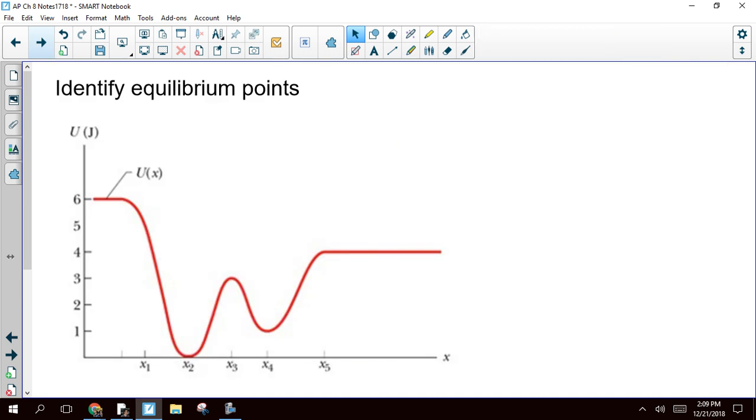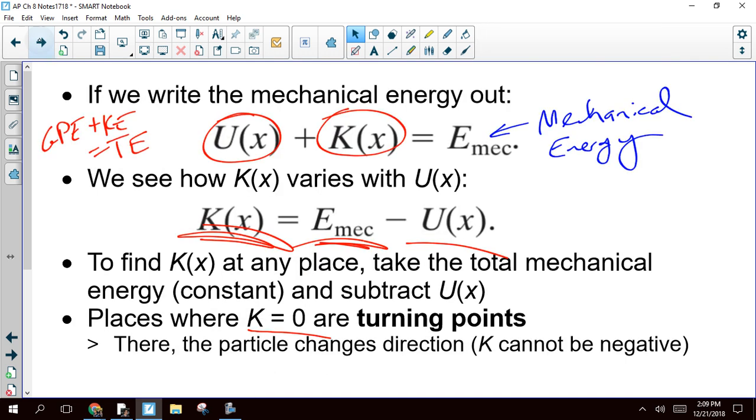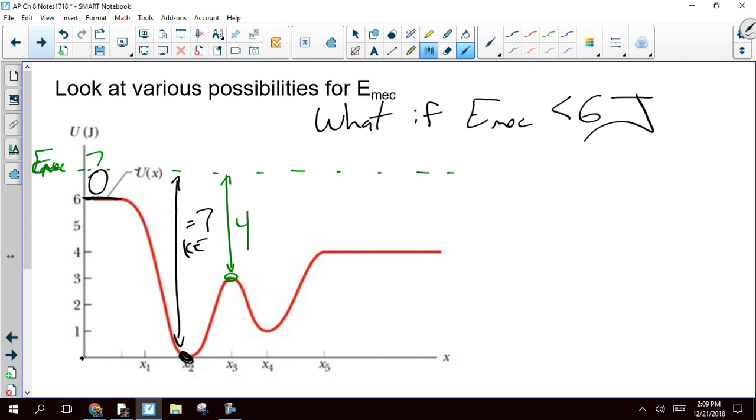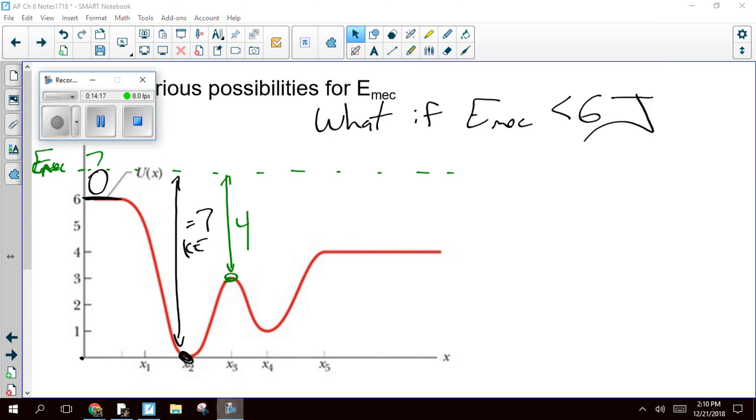All right, the bell is about to ring. I'm going to have to pick this up in a minute. So here, I'm going to ask this question to remind myself: what if the mechanical energy is less than 6 joules? I'm going to pause this and finish it after 7th hour.